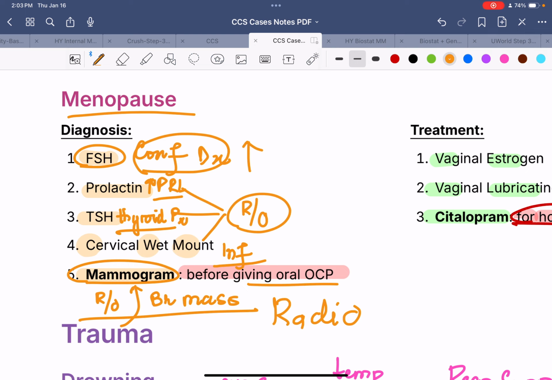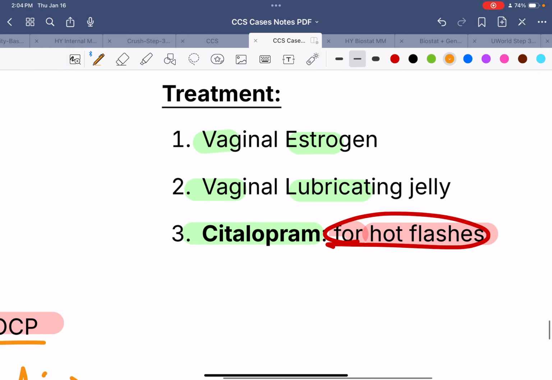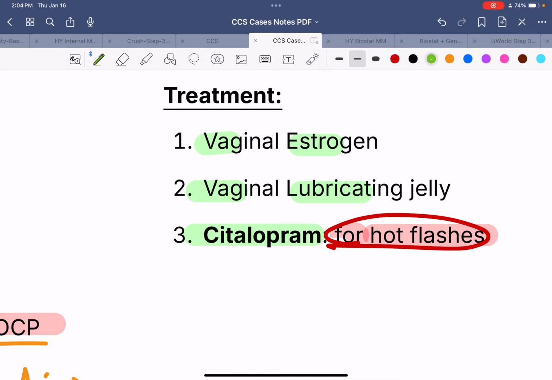So always do a mammogram before actually giving the patient some sort of estrogen or oral contraceptive pills, since oral contraceptive pills might actually worsen her breast cancer. Okay, so to confirm the diagnosis, the most sensitive and the specific test is FSH, which is going to be increased. Next off, to rule out the other causes such as hyperprolactinemia or thyroid problems, we are going to do a prolactin as well as TSH test, and in order to rule out infections, we will do a cervical wet mount. And next off, the radiological test would be mammogram to rule out some sort of breast mass before we give the patient OCPs. And the treatment, the symptomatic treatment, can be simply giving vaginal estrogen and vaginal lubricating agent.